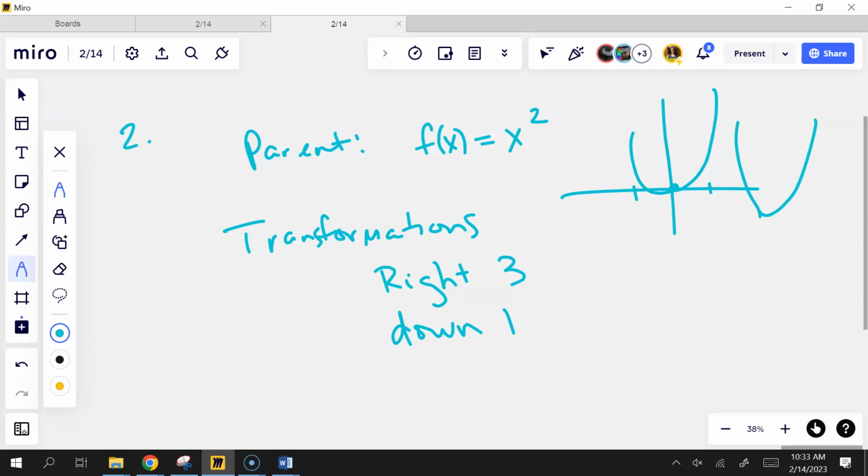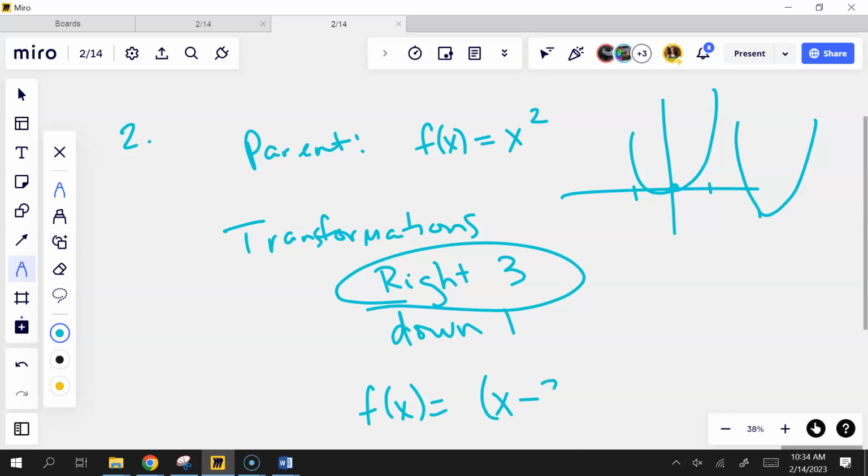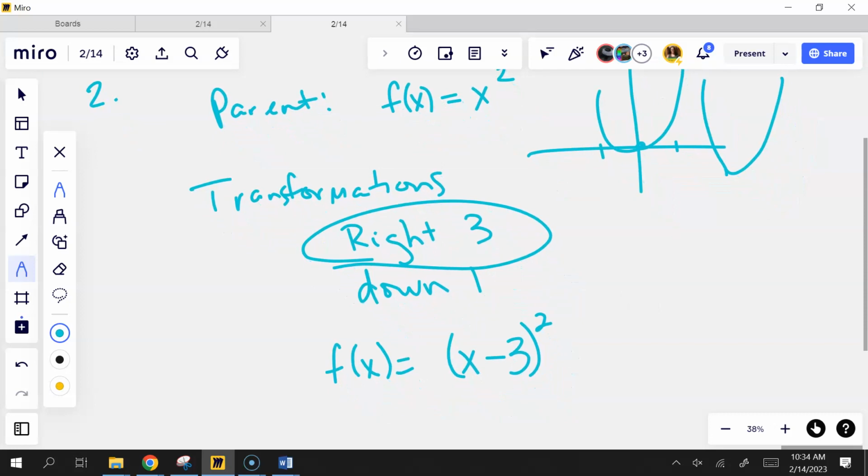Is everybody okay there? Now it asks for the equation. Well, if I slid it right 3, what did I do? Subtracted 3 from the x, right? Everything else stays. So that's going to be f of x equals x minus 3 squared. It has to stay inside the parentheses like that. And then how do I say down 1? Minus 1.